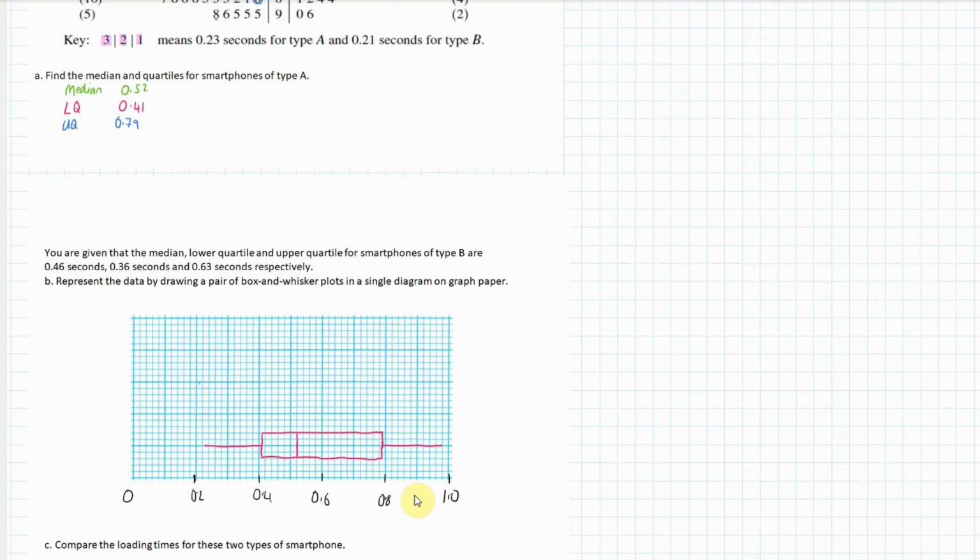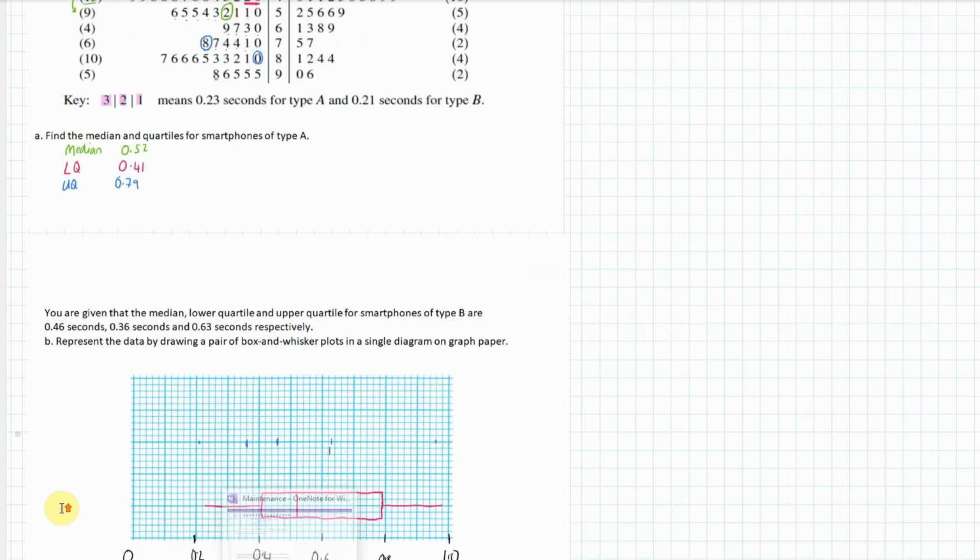And then we've got our highest value is 0.96, so it doesn't quite get as high. It's 0.96 there. And then maybe we'll make a different color so we can see a bit better. And then we've got our other data, which is 0.46 for our lower quartile, 246. So I think that's there. Then we've got a, sorry, that's median. The lower quartile is 0.36, so that's back to here, lower quartile. We've got a 0.63 for our upper quartile.